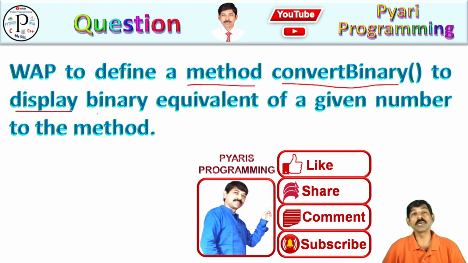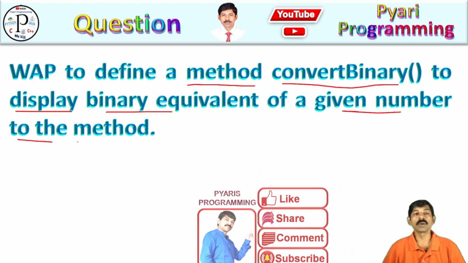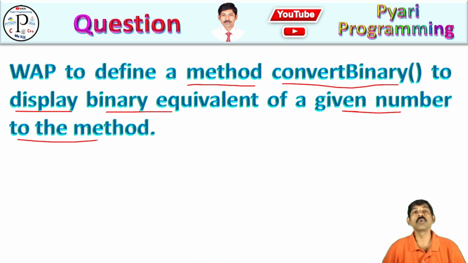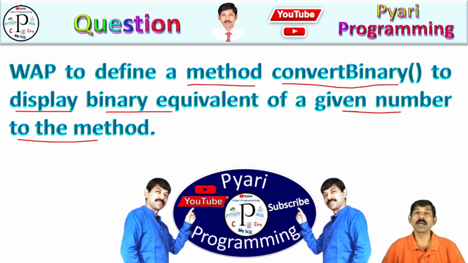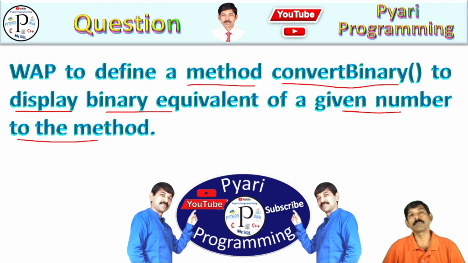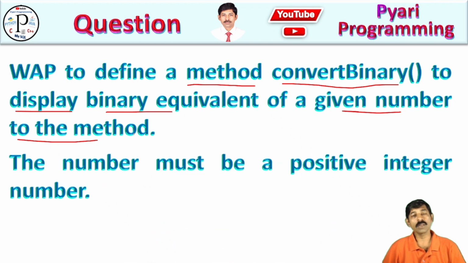What is the result it is going to display? The binary equivalent of a given number to the method. That means the method is going to take a parameter which is a number, and I want to convert that number into binary and display it. Is there anything else? That's why I said read the question completely before answering.